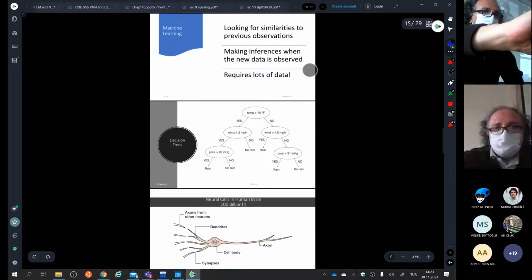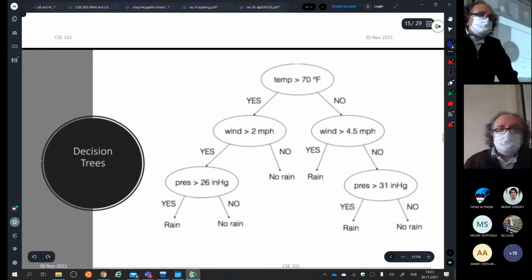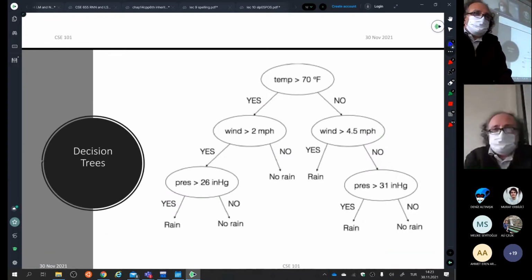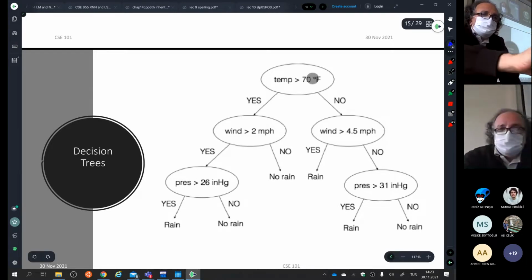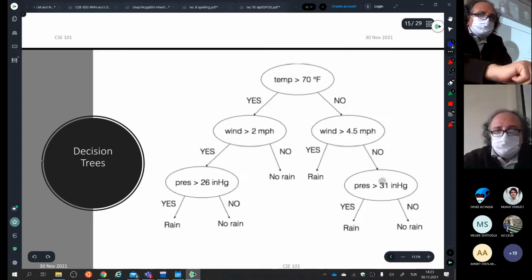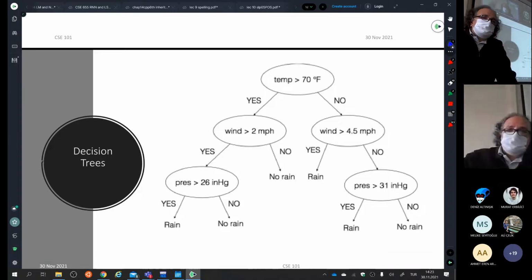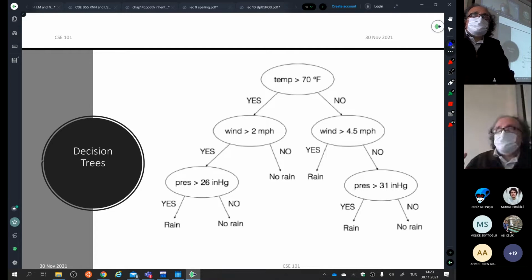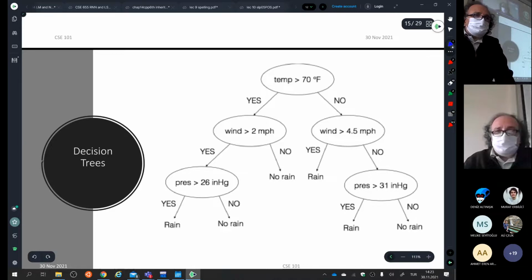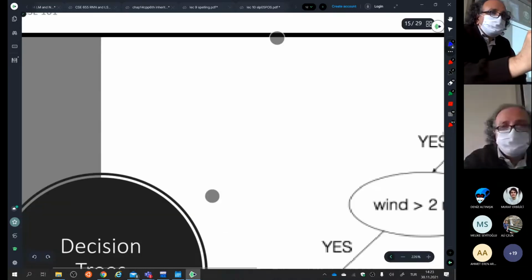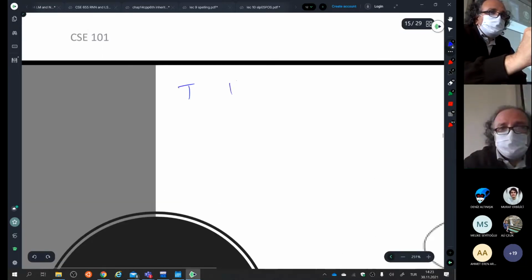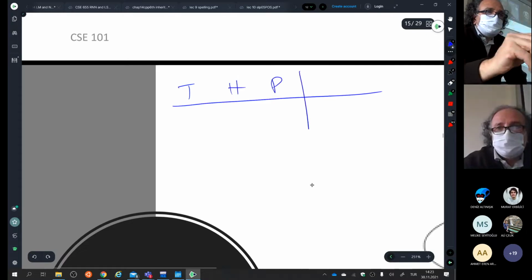So game playing is just one thing. There are many other things, for example, a decision tree algorithm, machine learning stuff. This is what I do. I measure the temperature, wind speed, and pressure around this Gebze region every day. And I also keep track of which day it rained or not. I kept that information: temperature, humidity, pressure, and rain, no rain.